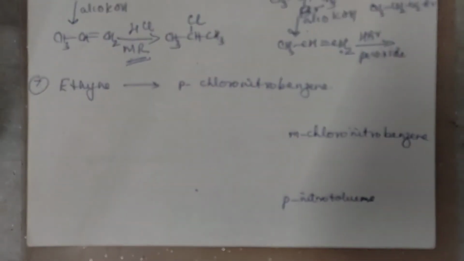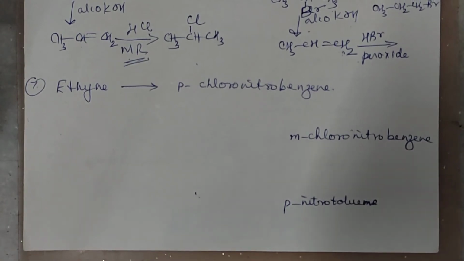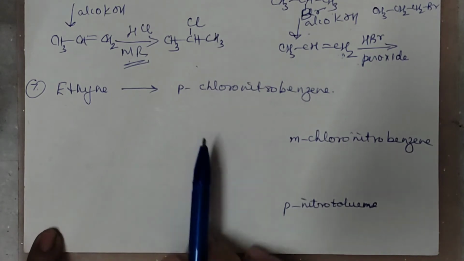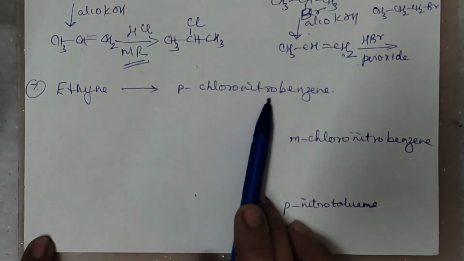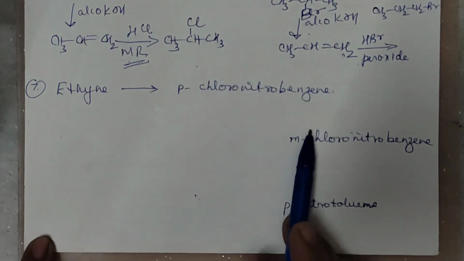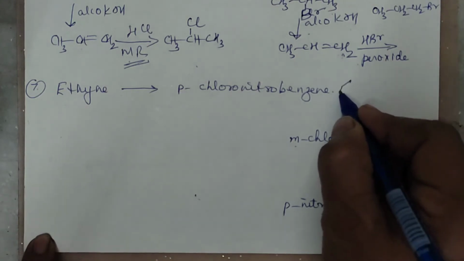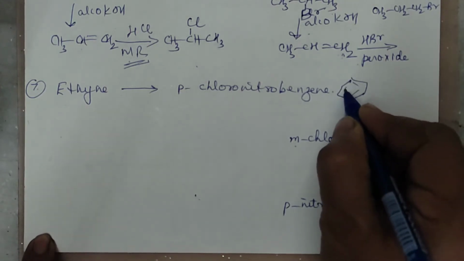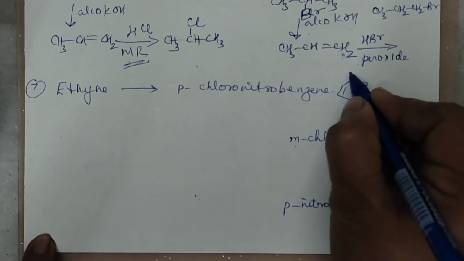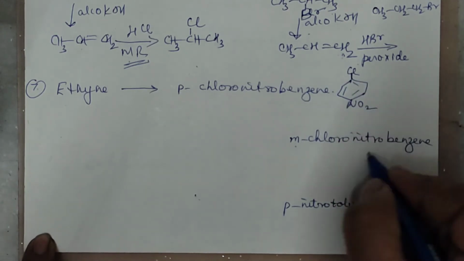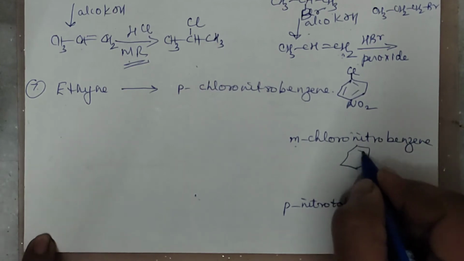Suppose you are asked like this, ethane, you have to convert to some benzene-like products: para-chloronitrobenzene, meta-chloronitrobenzene, para-nitrotoluene. You have to see the structure of the product first. This is benzene. In this case, you want chlorine and nitro at para positions. In this case, you want chlorine and nitro at meta position.